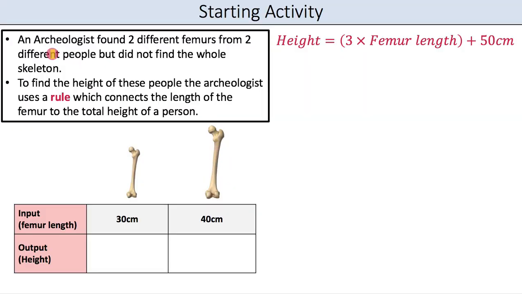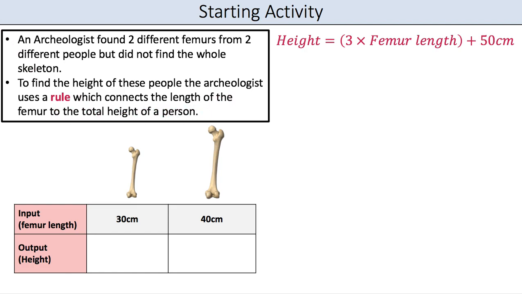So here's our scenario. An archaeologist found two different femurs from two different people, but did not find the whole skeleton. So here are the femurs that she found. She found this femur, which belongs to one person, and she found this femur, which belongs to another person. Now, to find the height of these people, the archaeologist uses a rule which connects the length of the femur to the total height of a person.